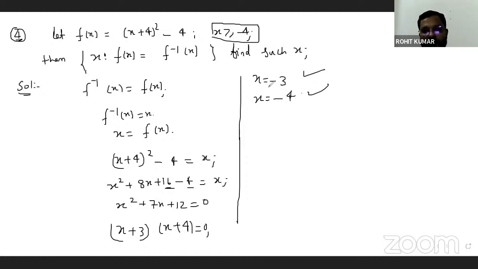So we have these two values which will satisfy f(x) equal to f inverse x. If you want to verify this, you can put x as minus 4 over here, and you get (minus 4 plus 4) whole square minus 4, which gives 0 minus 4, so minus 4 is equal to the same value. This was a small problem. I think there are some questions like this in NCERT also, which you must have seen.